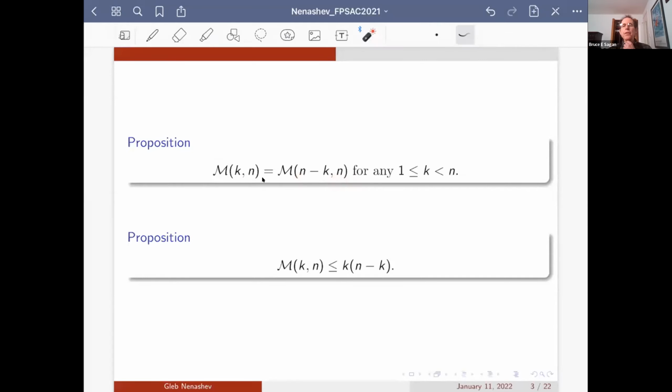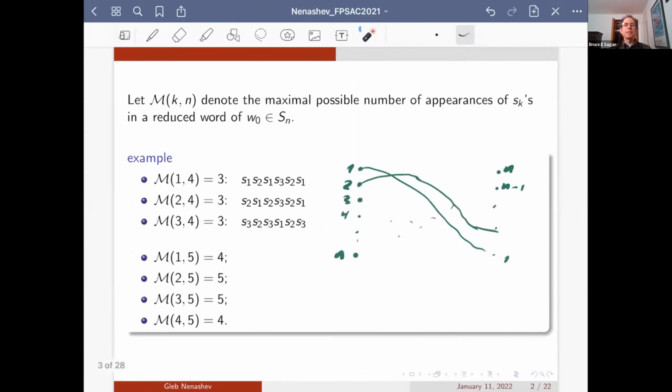Gleb? Yes? There was a question in the chat. Randy Hood asked, could you please remind us the definition of a reduced word? Okay, yes, of course. For this talk, instead of reduced word, it's better to think about wiring diagrams.